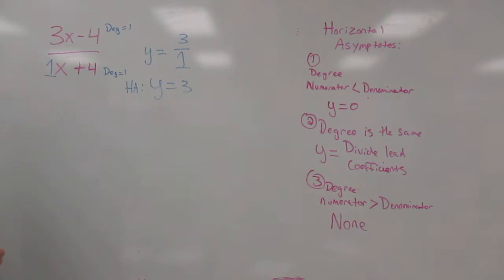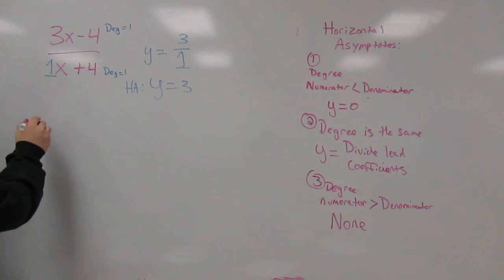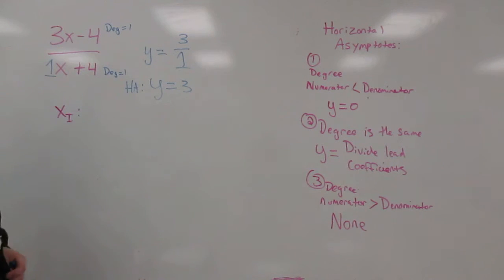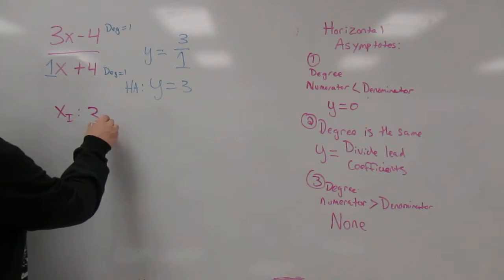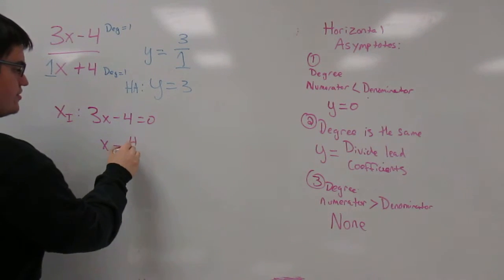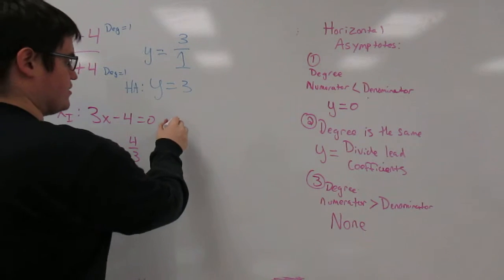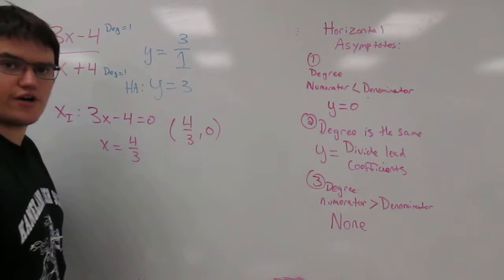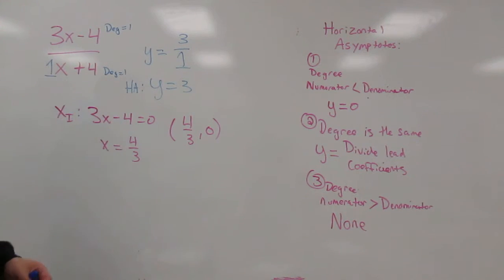Now for our x-intercepts, remember we're trying to make this whole fraction equal to 0, so we have to take the numerator and set that equal to 0. This comes out to be what, 4/3? So our x-intercept is 4/3 comma 0. So when x is 4/3 here, that whole thing becomes 0.